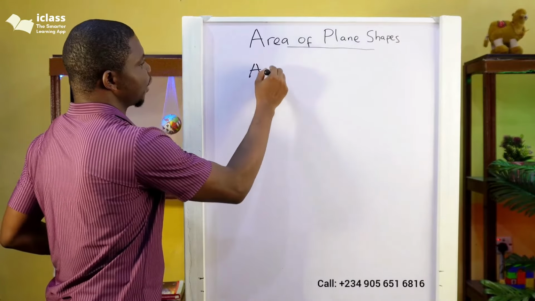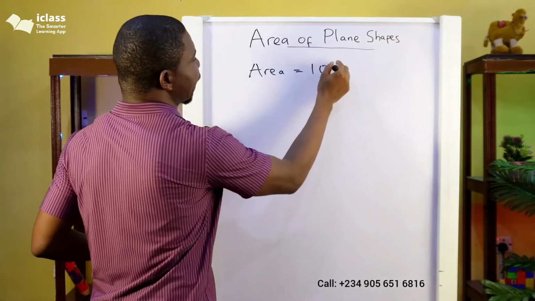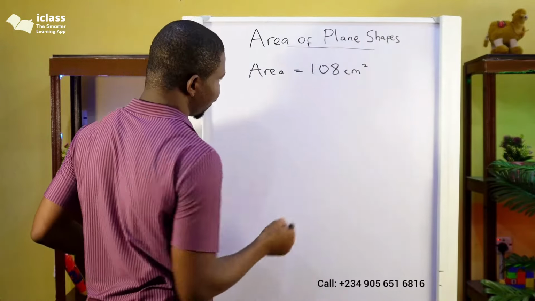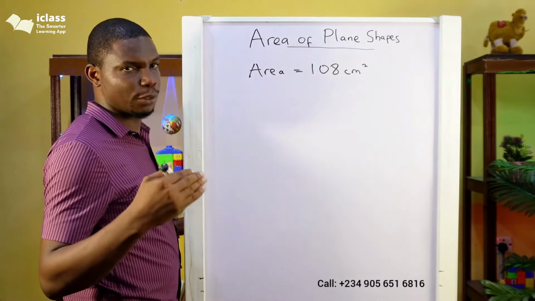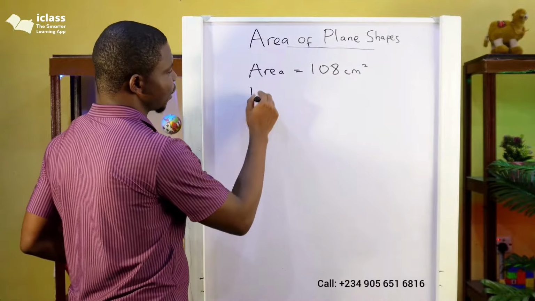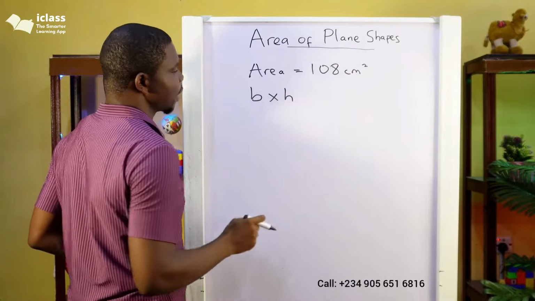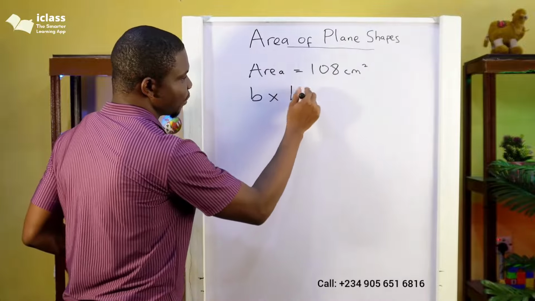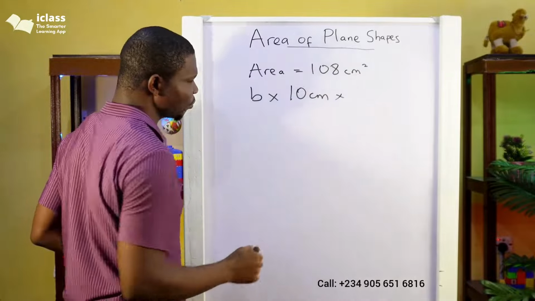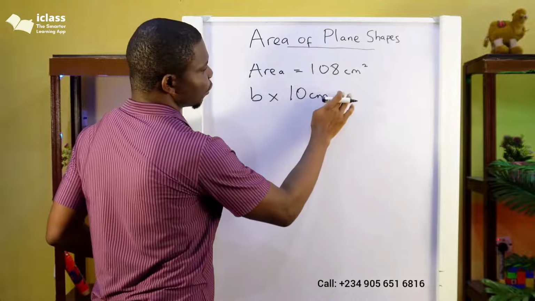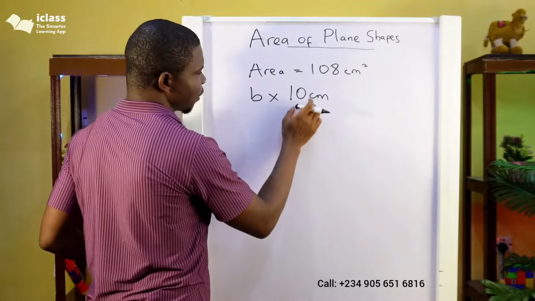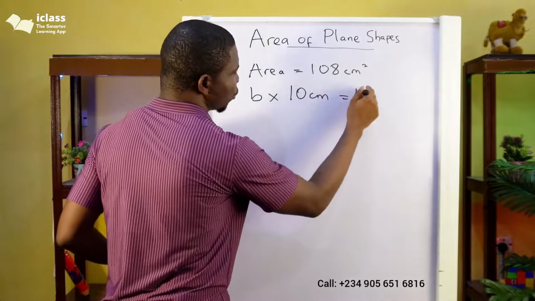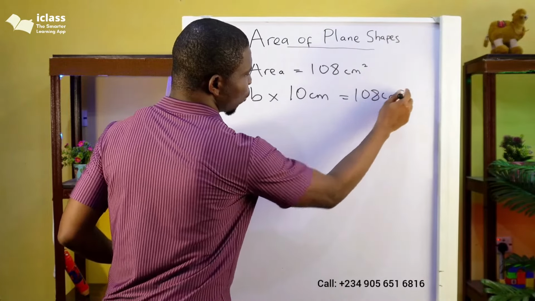We are told that the area of this parallelogram is 108 centimeters squared. And you know the formula for the area of a parallelogram is base times height. And we are told that the height of this parallelogram is 10 centimeters, right? So base times height is equal to 108 centimeters squared.